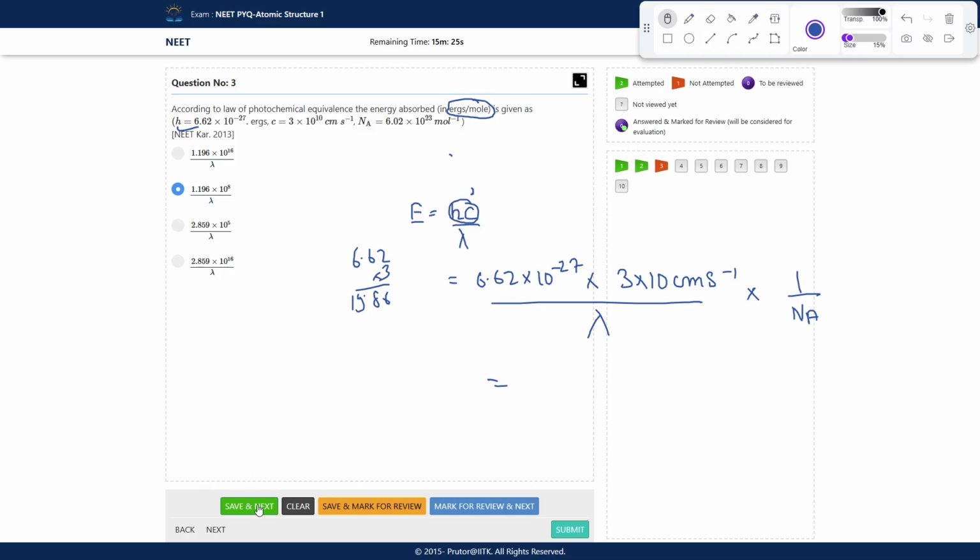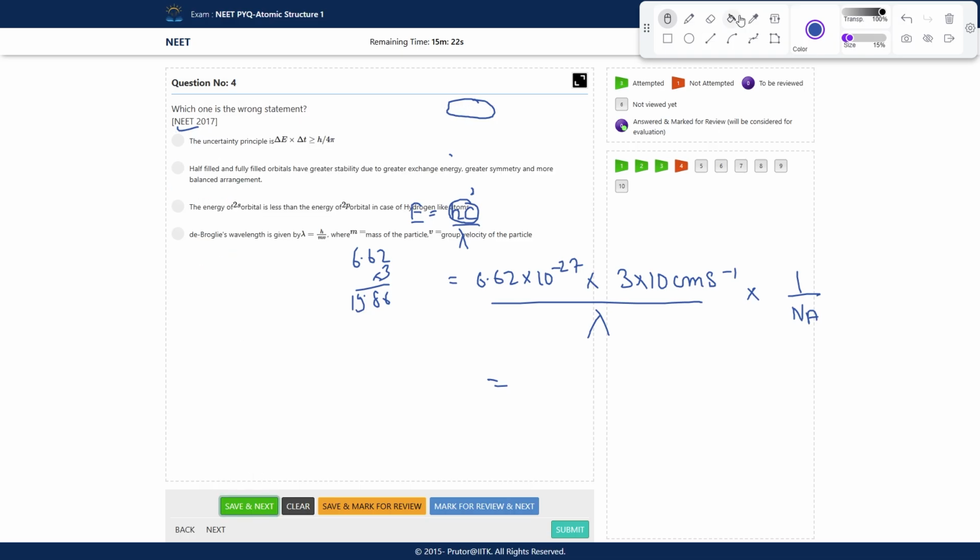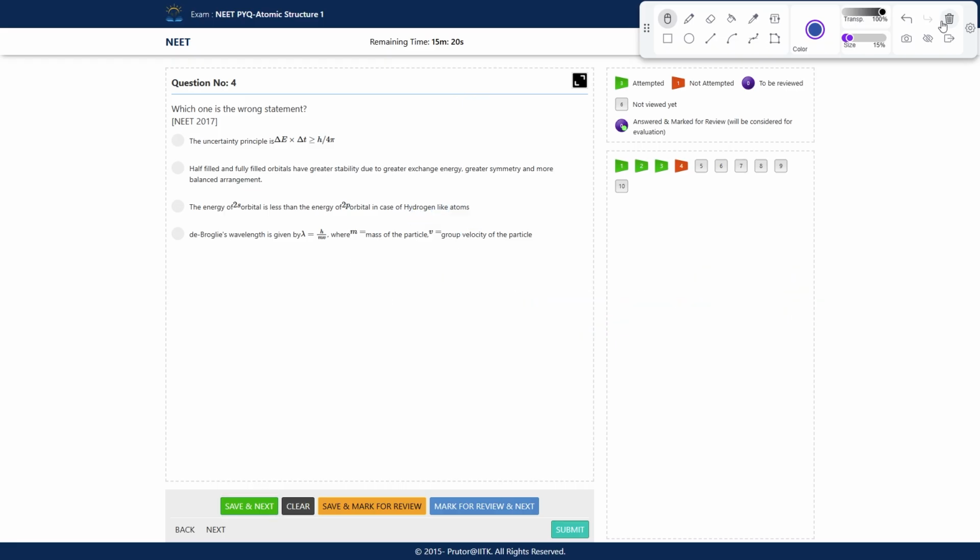Moving on to the next one. So in this question, which one is the wrong statement? The uncertainty principle is delta E multiplied by delta T greater than or equal to h by 4 pi. So now this question includes a new form of the uncertainty principle where we don't take the momentum and position. Instead of that, we take the energy and time. So energy and time, they also cannot be calculated at the same time for a given electron.